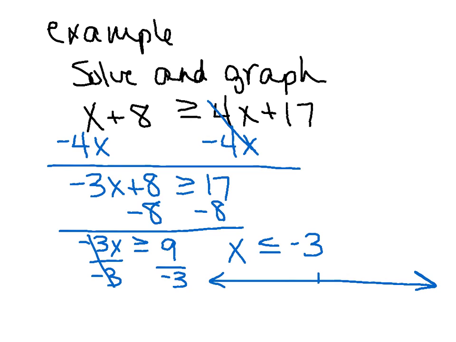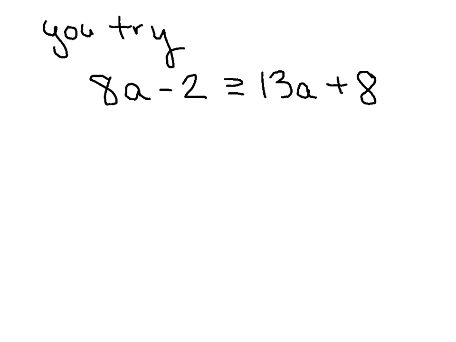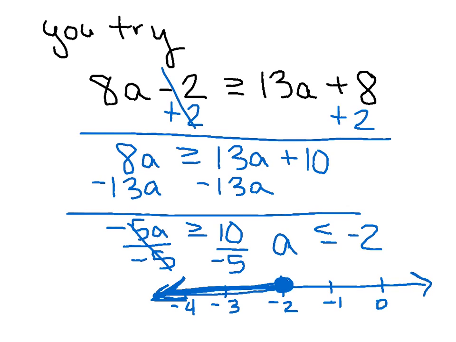And graph. Negative 3 goes in the middle. And it's a closed dot because it's less than or equal to, and we graph to the left. You try. Last slide, last example. Push pause and try it on your own. And there's your answer.